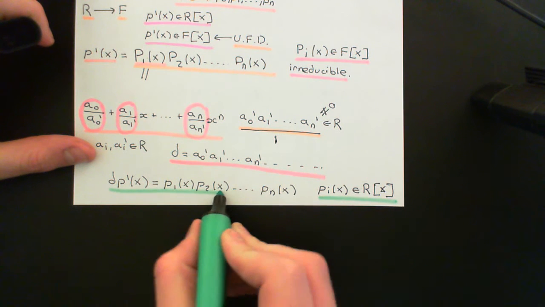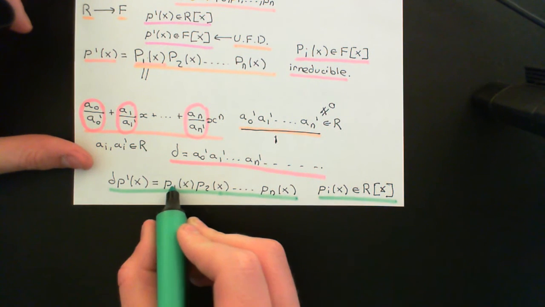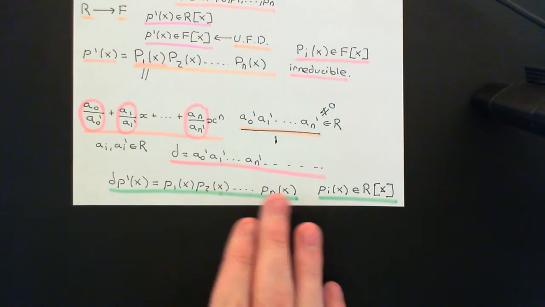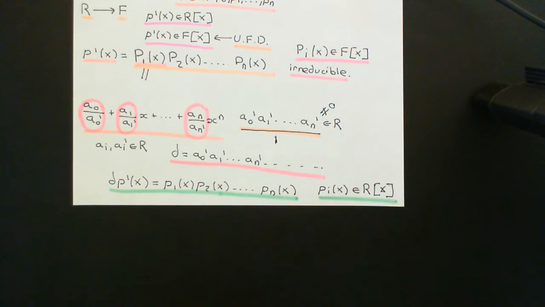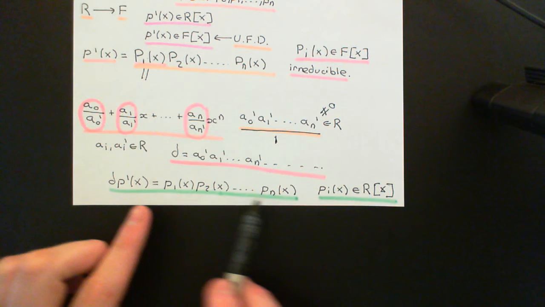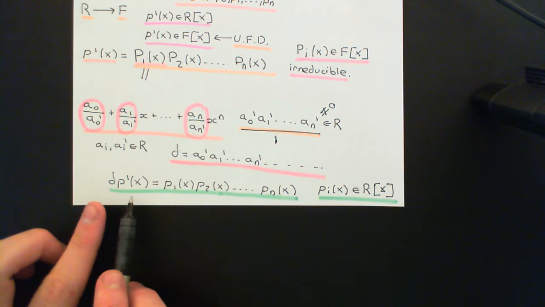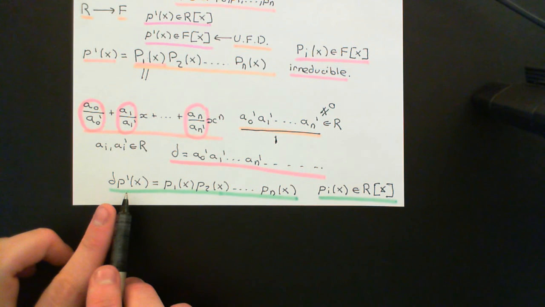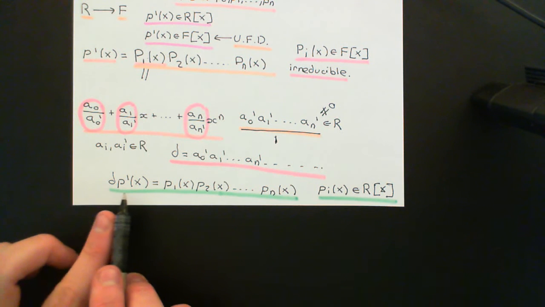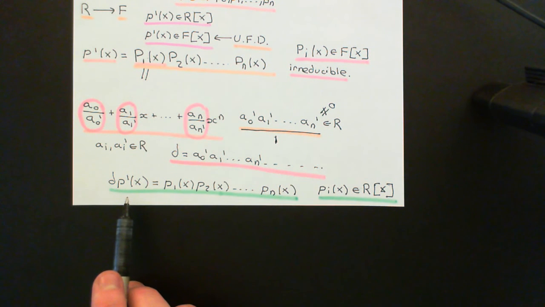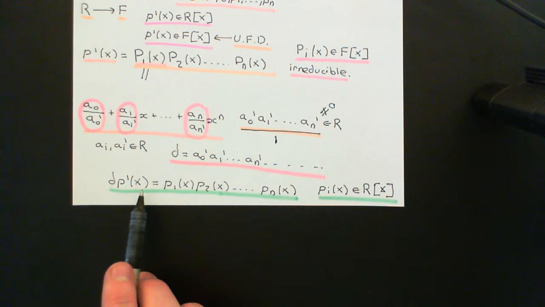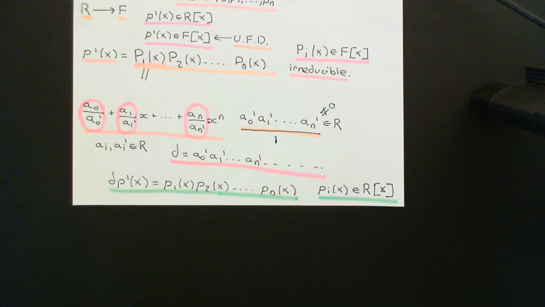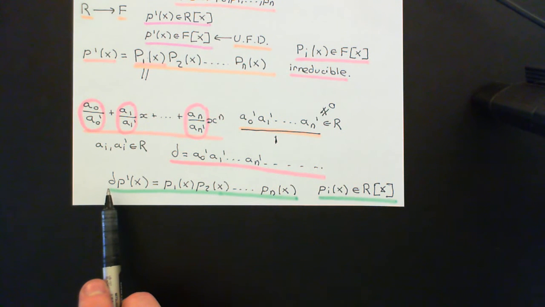I've got some very much related polynomials, my little p1 of x, little p2 of x, all the way up to little pn of x, that are in the ring of polynomials over the unique factorization domain, and which are multiplying together to give not quite p prime of x, but D times p prime of x. Okay, so there's still a little bit of work that needs to be done here. Because what I want is p prime of x written as a product of polynomials that are in my ring of polynomials over the unique factorization domain. So I somehow need to get rid of this D here.